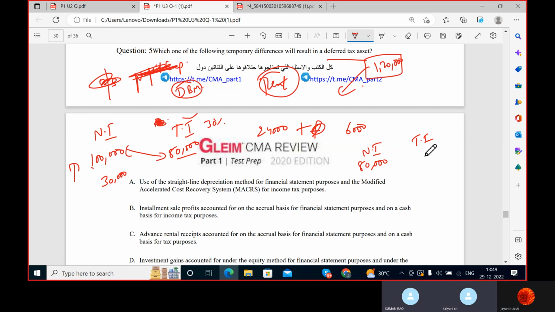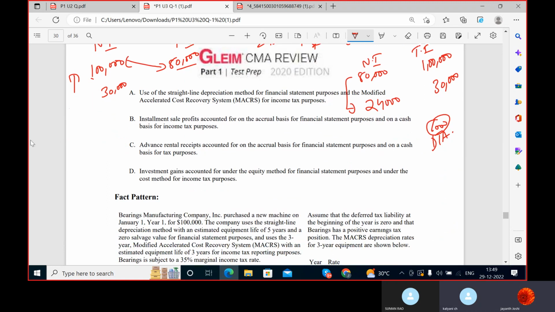Understood? So what was I saying? So net income is 80,000 and taxable income is 1 lakh. As per the financial reports, you should pay 24,000 as taxes, but you are paying 30,000. So you are paying 6,000 advance tax. That is DTA, correct? Now you should tell me the question's answer. Which of the following temporary difference will result in deferred tax asset? Come on, read this thoroughly and tell me.